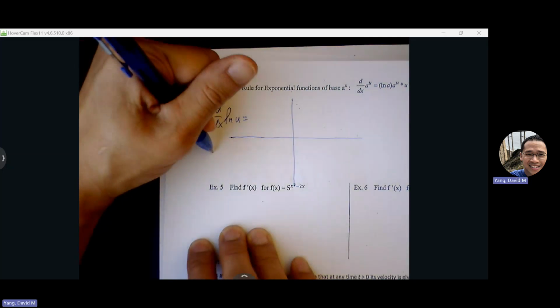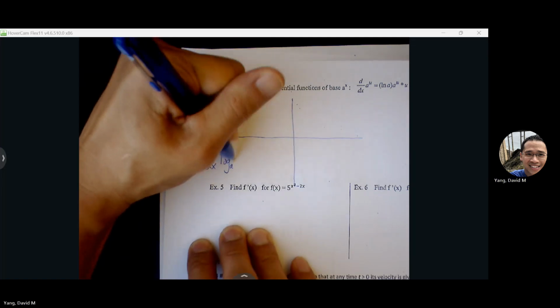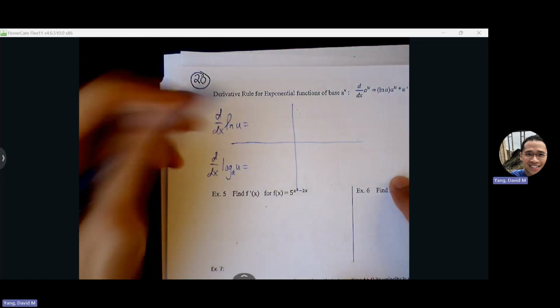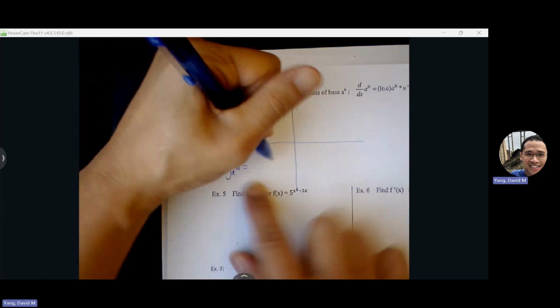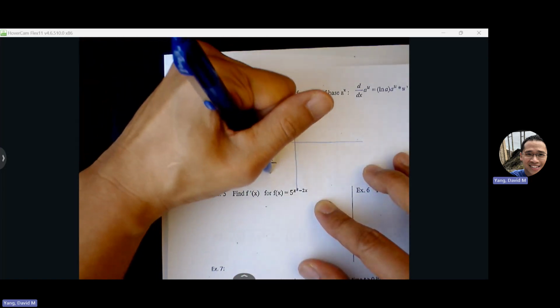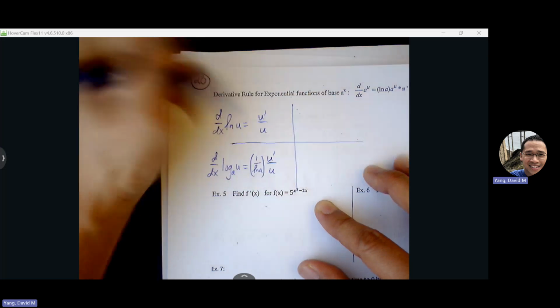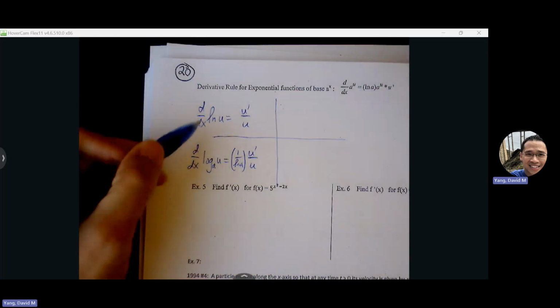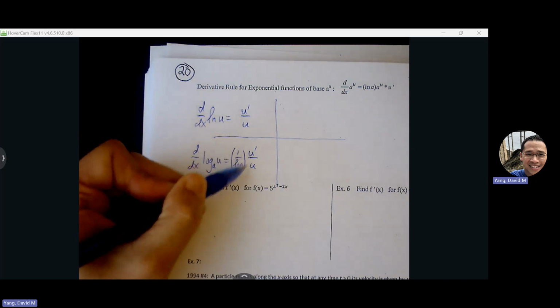Natural log of u will look a lot like log base a of u. We talked about how natural log of u is just u prime over u. Log base a of u is also u prime over u, but with a little bit of extra 1 over natural log of a. Okay. So I want us to see that connection between these two. They're essentially the same with conversion.